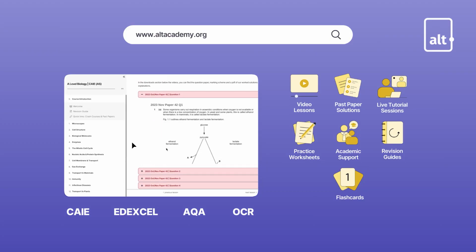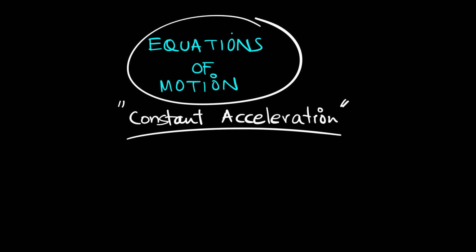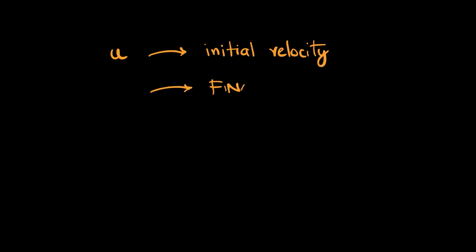Now, let's continue. So first of all, constant acceleration is a must for us to apply the equations of motion. Secondly, we need to introduce some symbols. U is the symbol for initial velocity. And then we have another velocity, which is final velocity, and we use the symbol V for it. So U stands for initial, V stands for final.